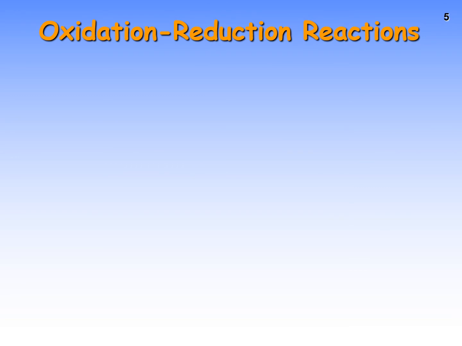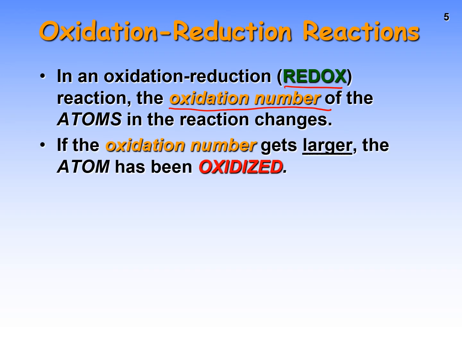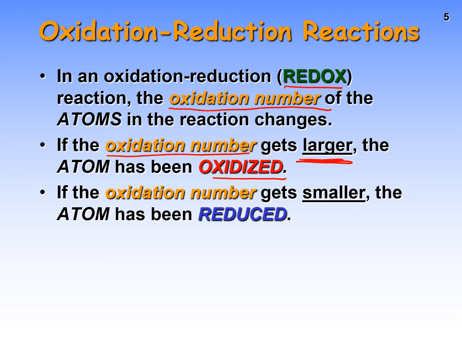Some other review type ideas: redox reactions occur when we have something being oxidized and something being reduced. The oxidation numbers of two things in our redox reactions, oxidation-reduction reactions, are going to change. One will go up and one will go down. The thing that was oxidized, its oxidation number is going to increase or get larger. The thing that is reduced, its oxidation number is getting smaller.